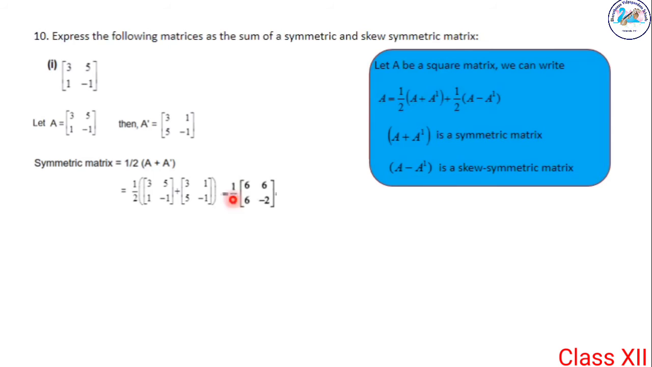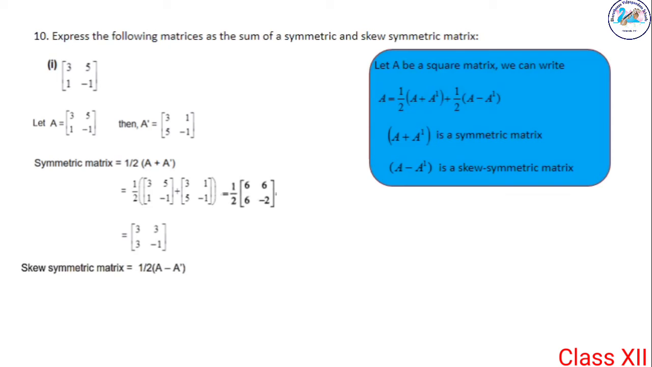Just multiply this 1 by 2 inside, it becomes 3. 1 by 2 into 6, that is 6 by 2, that is 3. Here 2 and 6 cancelled, that is 3. 2 and 6 cancelled, that is 3. And 2 and 2 cancelled, that is minus 1. So this is the first part.